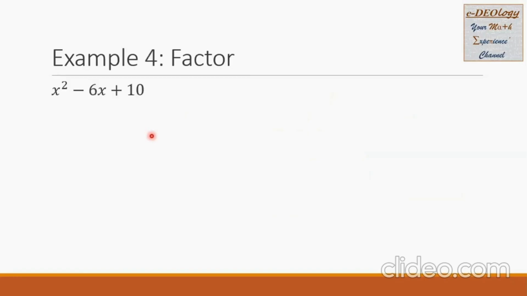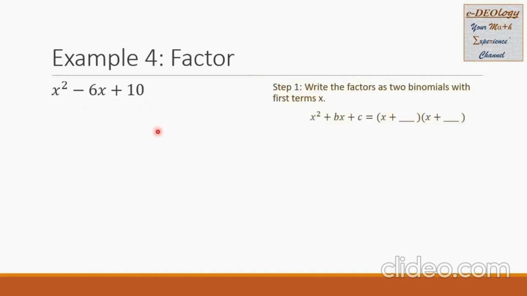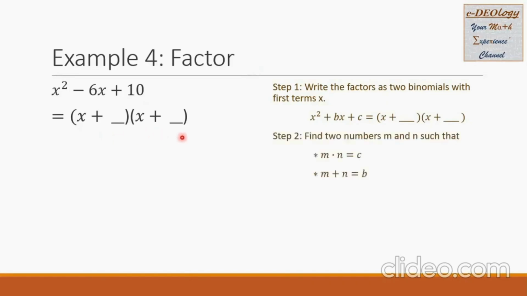Let us have example 4. Let us factor x squared minus 6x plus 10. Step 1, I'm going to put here (x plus blank) and then times (x plus blank). Step 2, let us find two numbers m and n, the factors of 10, such that later on we will add them to get a value of b.